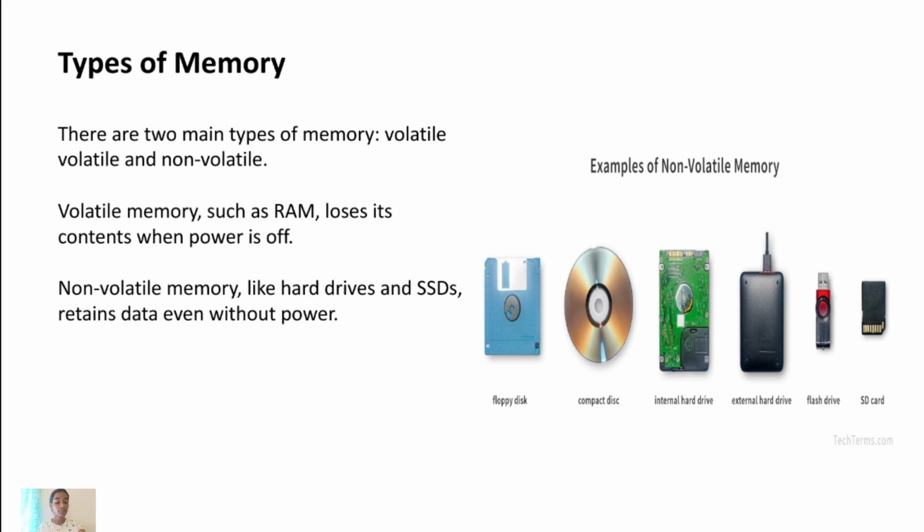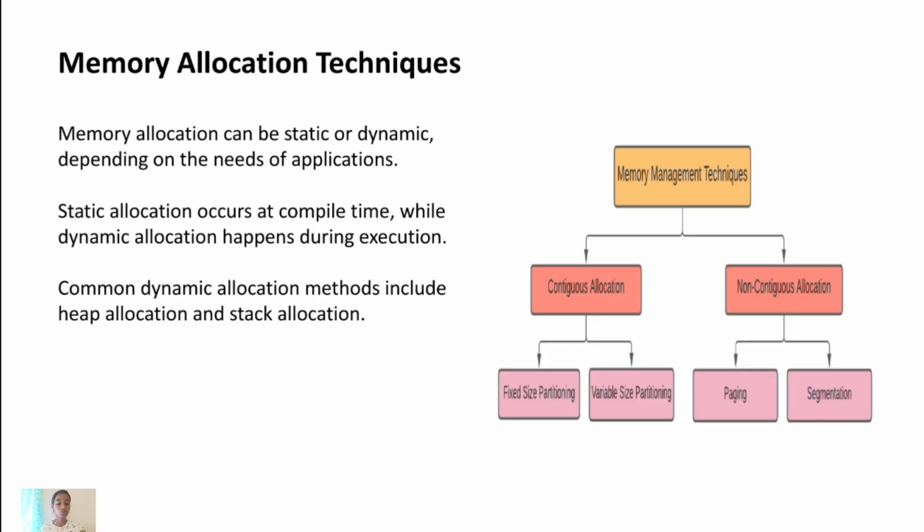The next is memory allocation techniques. Memory allocation can be static or dynamic depending on the needs of applications. Static allocation occurs at compile time, while dynamic allocation happens during execution. Common dynamic allocation methods include heap allocation and stack allocation.